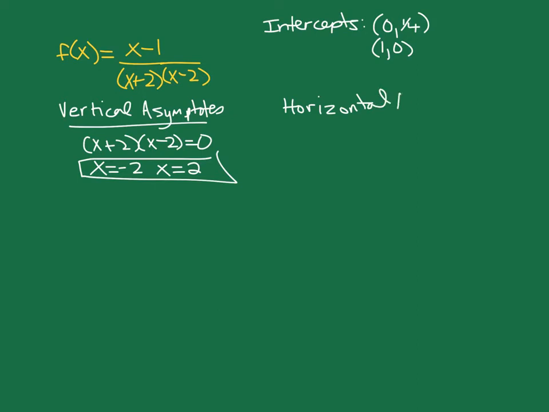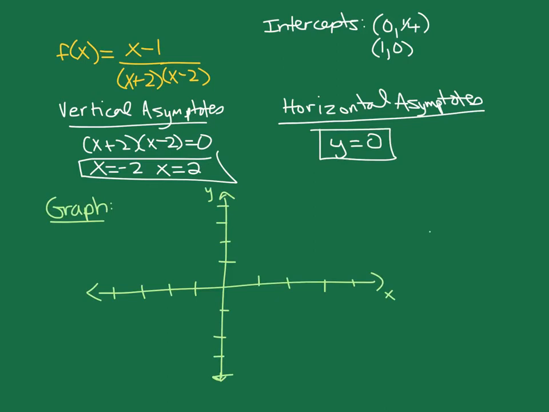So my horizontal asymptotes, I'm actually only going to have 1 here. The degree of the numerator is equal to 1. The degree of the denominator is equal to 2. Since the numerator degree is less than the denominator degree, we have a rule for that, and we just remember that it's y equals 0. You don't actually have to do any math for this one.